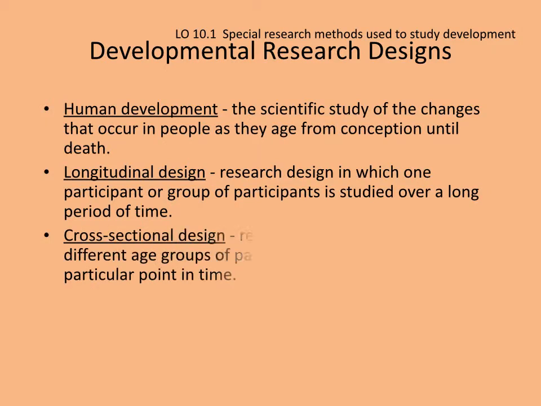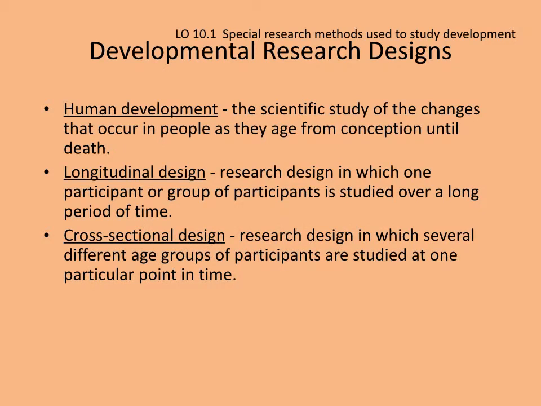It's a perfect example. Now, another type of developmental design is a cross-sectional design, which is a research design in which several different age groups participate and are studied at one particular point in time. So when you're looking at a 5-year-old, a 10-year-old, a 15, and a 20-year-old, and they are being tested on Tuesday, and they are doing a bunch of questions, and then they are done, and you will never see them again, that is a cross-sectional study. You're looking at different ages all at one time.